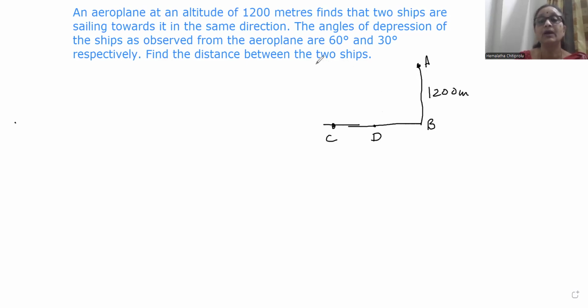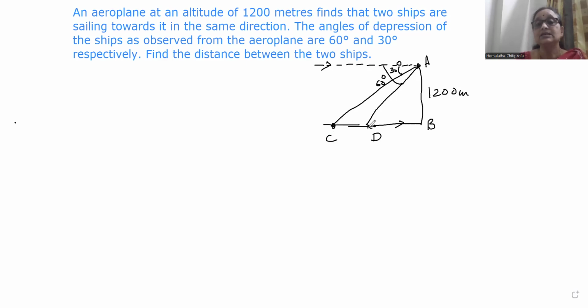We need to draw an imaginary line along the aeroplane path, which should be parallel to the sea level, in the air. Now from here, he is seeing one ship at D and the other ship at C. They gave that one angle of depression is 30 degrees and the other is 60 degrees. Now we need to find the distance CD.